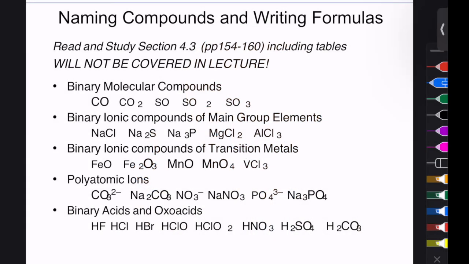In this chapter, there's a whole section on the naming of compounds. This is what we call nomenclature. I'm not going to lecture on the nomenclature rules. They're very clearly explained in the textbook.